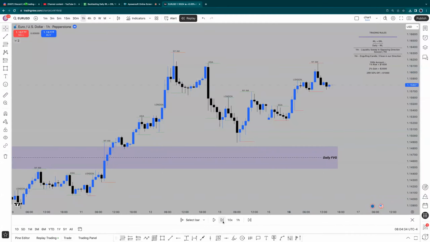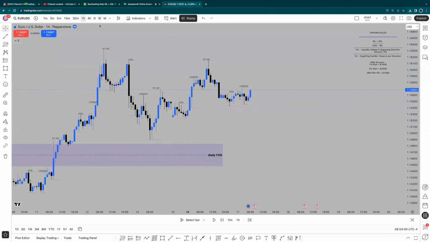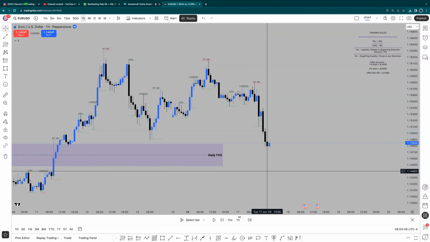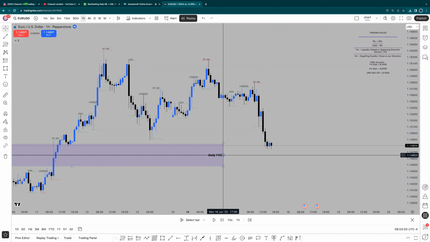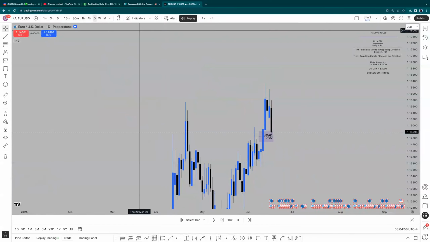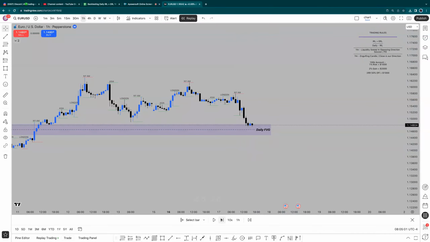We haven't tagged in. We tagged in here. Nope. We're coming down to the end of New York and we are tagged into the daily level. Yeah, we tagged into the daily level now. We can look for a reaction off. What day are we on? Tuesday. Okay, could be putting in a Tuesday, like a low of the week or something.